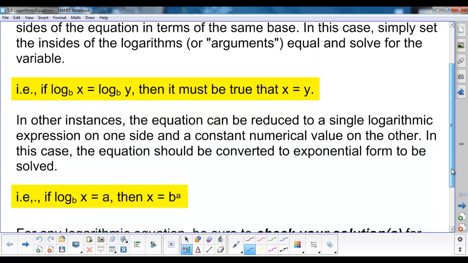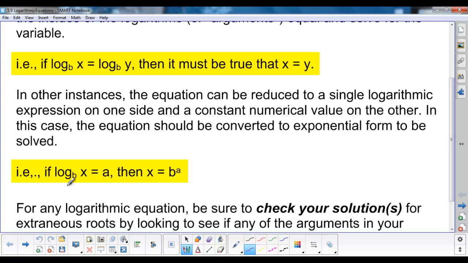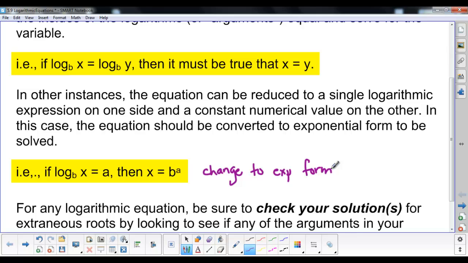There are some instances though when you have a logarithm that equals some constant number, a. So if log base b of x equals some number, then what you're going to have to do here is change to exponential form and then solve from there. Okay, so two situations. When you have all terms being in terms of log, then what you want to do is simplify so that there's one log on the left side and one log on the right side, and then we can say that the arguments are equal. And the other situation is when you have some logarithm equaling some constant number, then you change to exponential form.